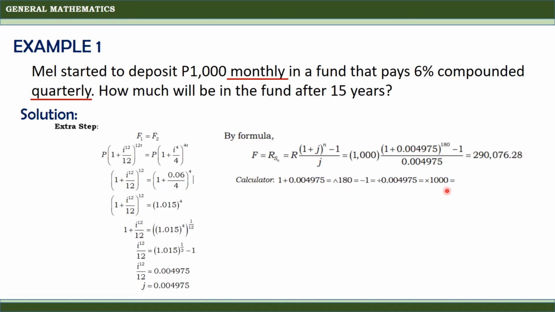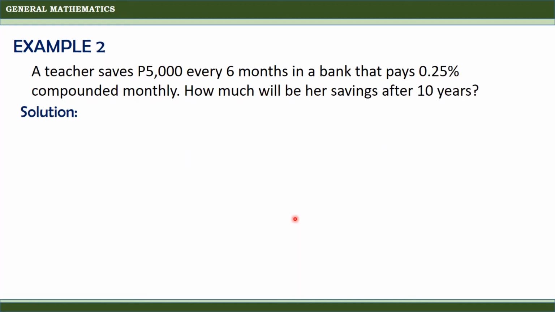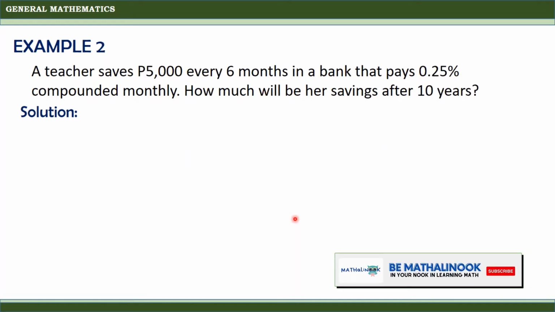It will give us the answer 290,076.28. Hence, Mel's fund will be 290,076.28 pesos after 15 years. Let us try another example.